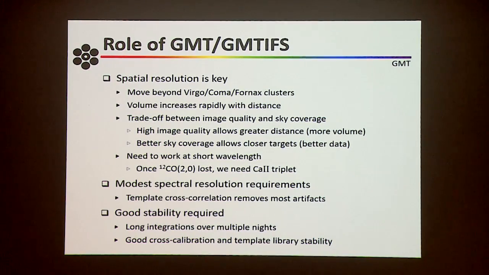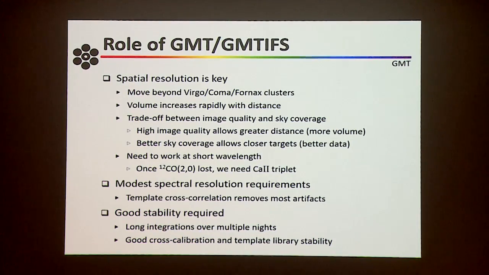We want to be able to get beyond the nearby clusters where we've been looking so far. The volume increases rapidly with distance. There's a trade-off, however, between image quality and sky coverage. We want great image quality, but we also want to get very high sky coverage. These things are relatively rare, so we don't want to be limited in which bits of the sky we look at, but we know there's a trade between those two things. We can't cover every bit of the sky because we don't have bright enough natural guide stars. So high image quality gives us greater distance, more volume, but better sky coverage allows closer targets and better data.